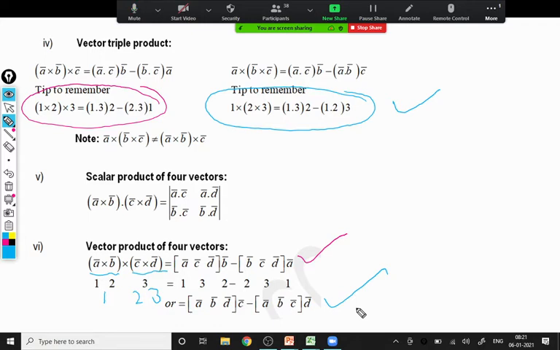Any doubt in the formulas? No, sir. Okay, very good then. Now only the examples are left. So these are the 4 definitions that we have. Out of that, the box product is mainly what we require in calculus later on. The other definitions are not required there.